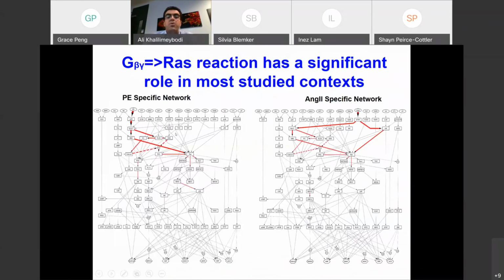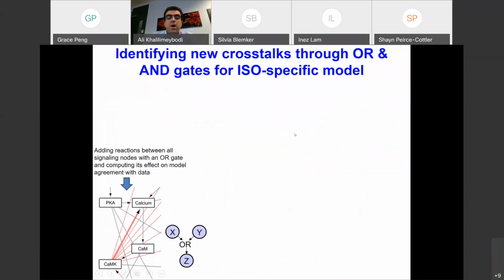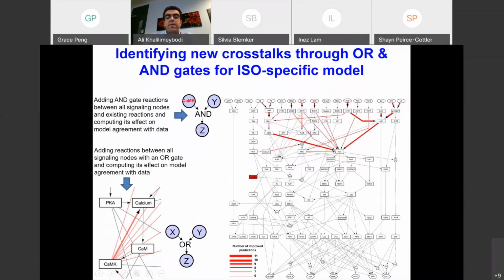We also have the other specific network, the PE and angiotensin-specific network, and we see that G-beta-gamma to RAS is one of the important reactions in the model. Based on that, we explore all of the possible reactions as AND gates and OR gates between different signaling components. As you can see, our model predicts that the combination of CaMKII and G-beta-gamma RAS could have a significant improvement in our model prediction.